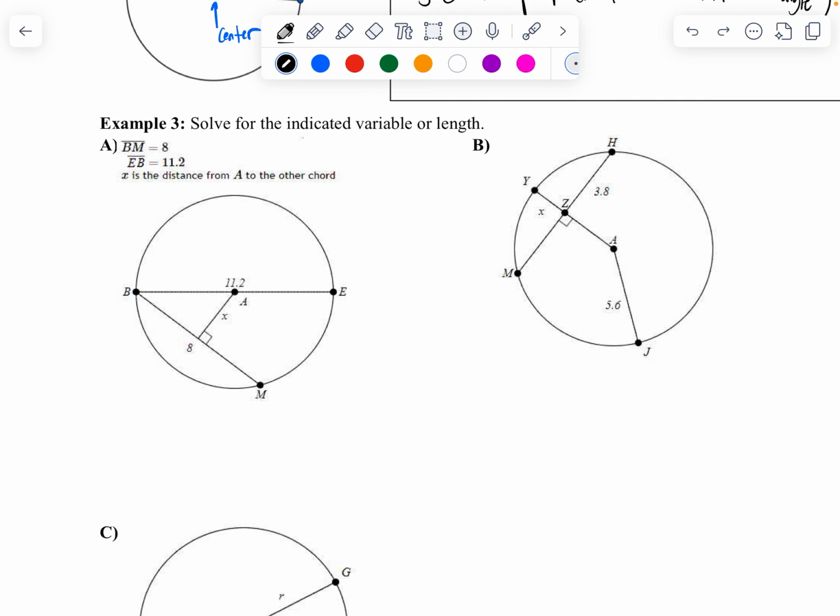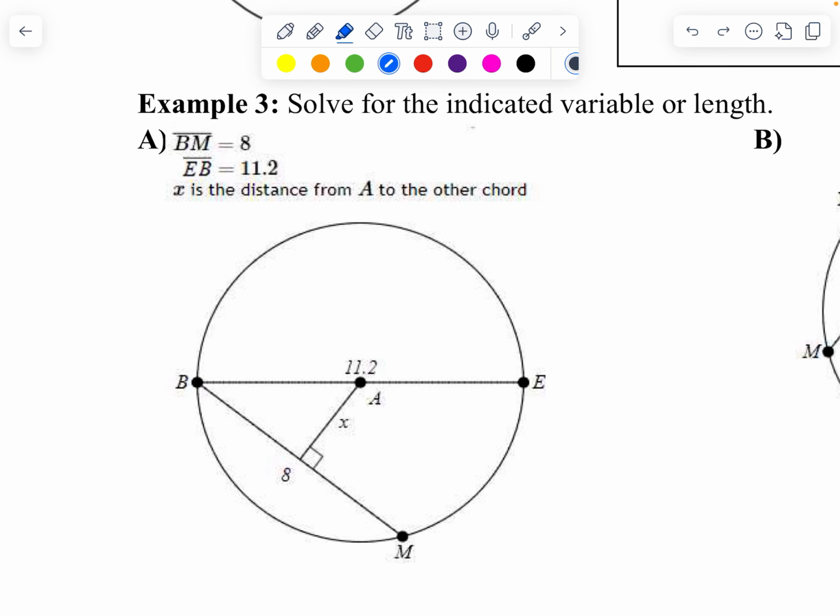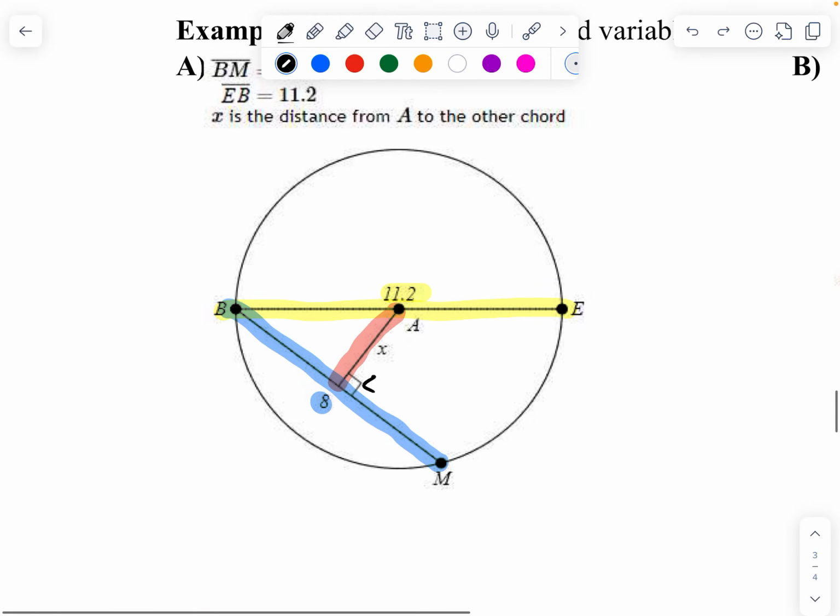So example 3, it says solve for indicated variable or length. So we're told that B to M, that whole thing, is 8. We're told that B to E, that whole thing, is 11.2. And then we're solving for x, which is this length right there. Now we are given in our diagram a right angle, which then gives us all of the properties that we talked about right there, meaning that this point where it meets is a midpoint of the entire segment, meaning that those 2, B to the midpoint, let's just call that W, since M's already in use. B to W and W to M, those are congruent segments.